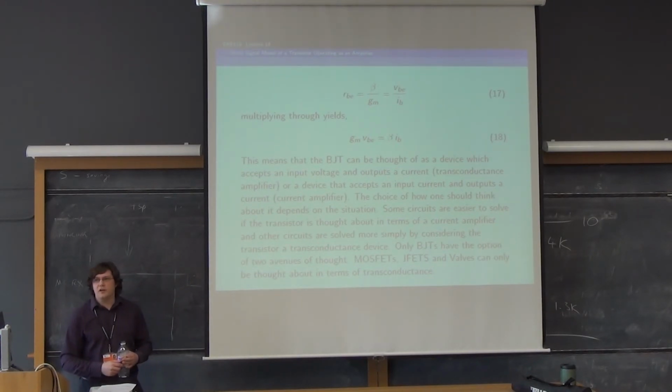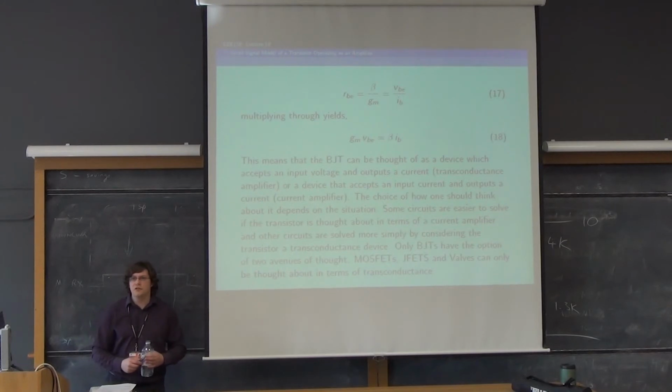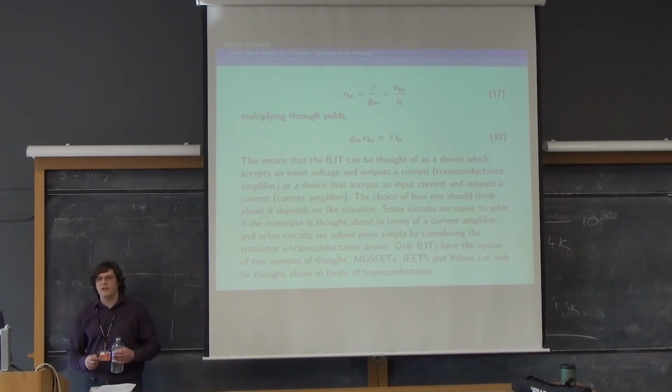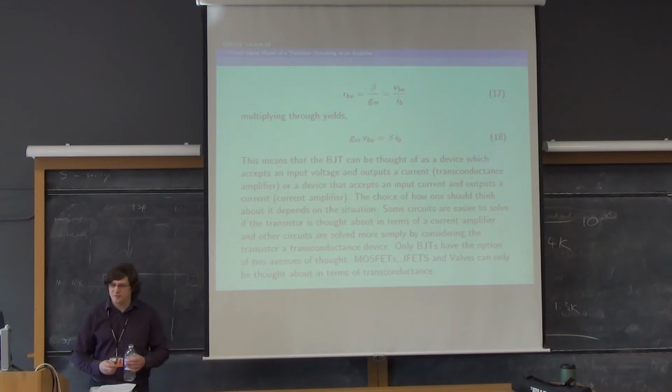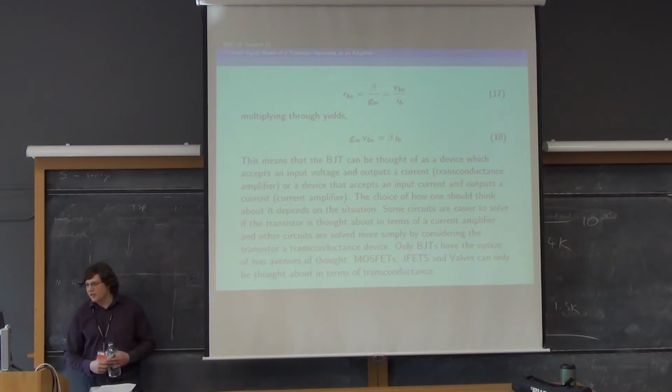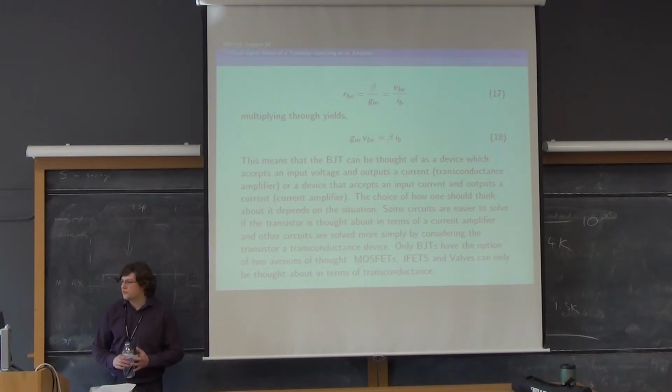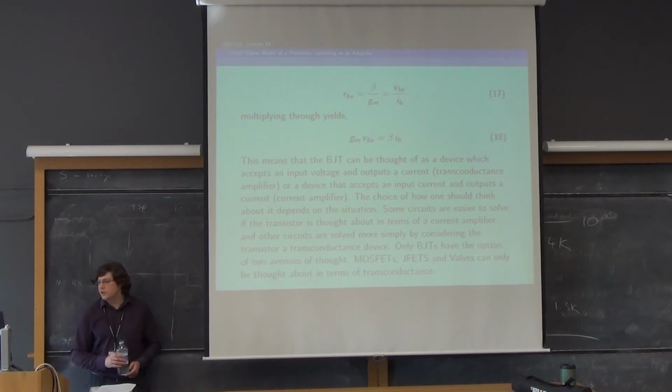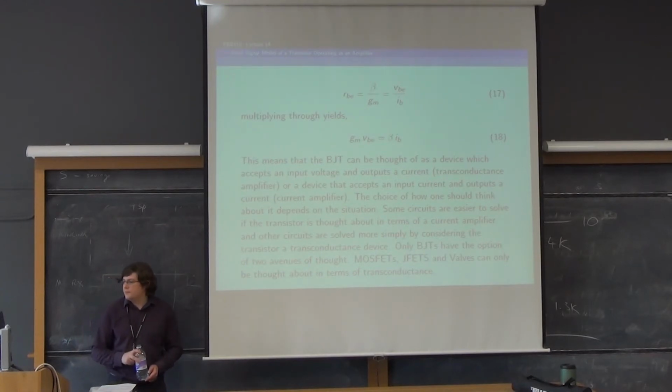It's true that you can think about it as either one, but it's only GM that's really in control. Beta is an artifact, or an inconvenience, if you like. It's not something which dominates the process by which the transistor amplifies, and it's not something you can use in a good design situation. But it does mean that you can think of a bipolar transistor as a device which accepts an input voltage and outputs a current, that's to say a transconductance amplifier, or a device that accepts an input current and outputs a current as well, a current amplifier.